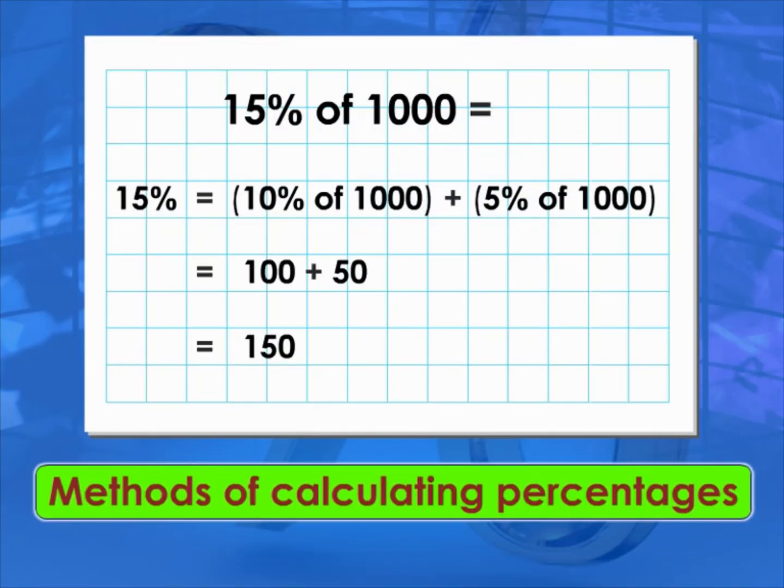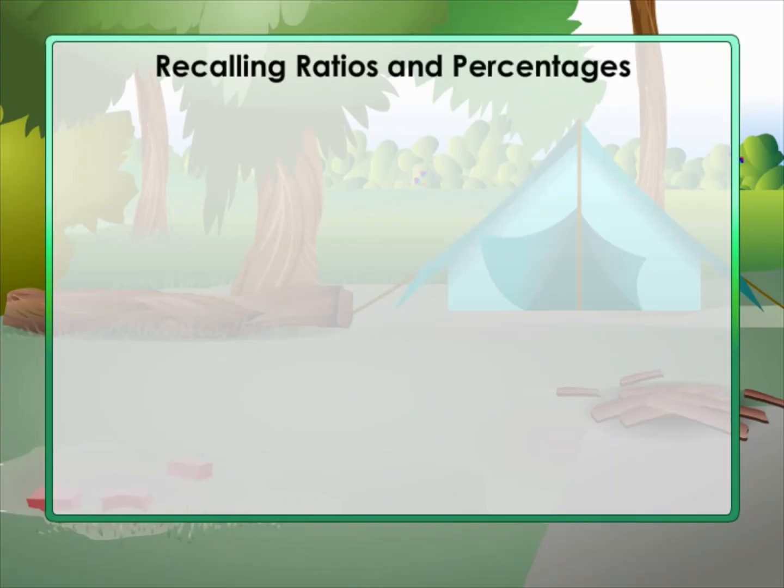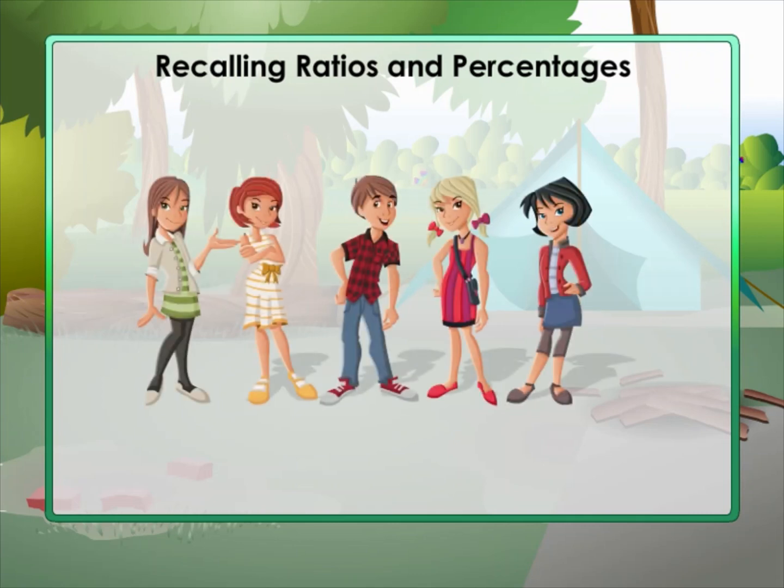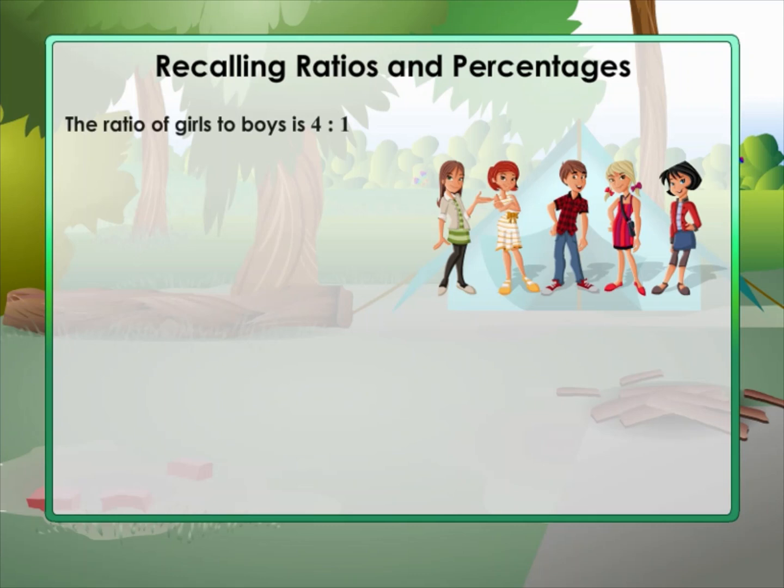We can use these methods of calculating percentages to solve problems involving income and expenditure. Recalling ratios and percentages. Do you remember what is ratio? A ratio is a comparison of two or more quantities that are related. For example, in a group of students, say 4 girls and 1 boy. The ratio of girls to boys is 4:1. The ratio of boys to girls is 1:4. The ratio of 4:1 and 1:4 can also be written as 4/1 and 1/4.